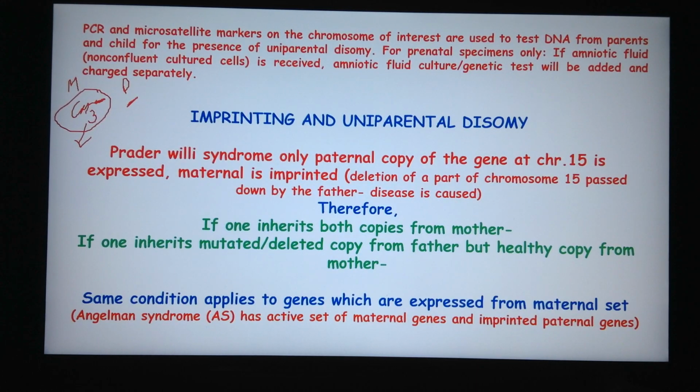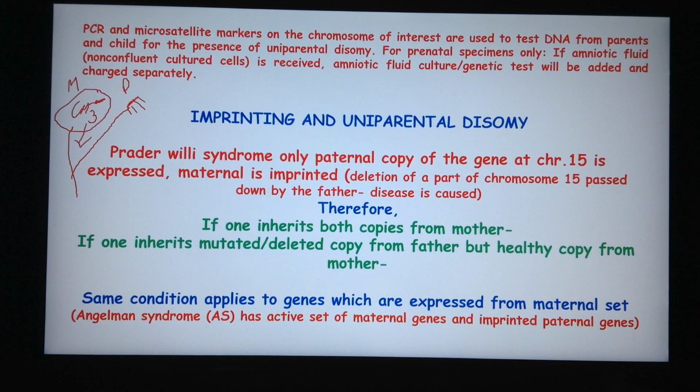In Prader-Willi syndrome, only the paternal copy of the gene at chromosome 15 is expressed. So that means the gene is maternally imprinted. Now if the gene is maternally imprinted and there are defects in the paternal copy of the gene, what will happen? The child will have a normal healthy copy from the mother and a defective copy from the father. Despite having a normal healthy copy, this gene is actually imprinted. So the child will suffer from Prader-Willi syndrome because the paternal copy is mutated.